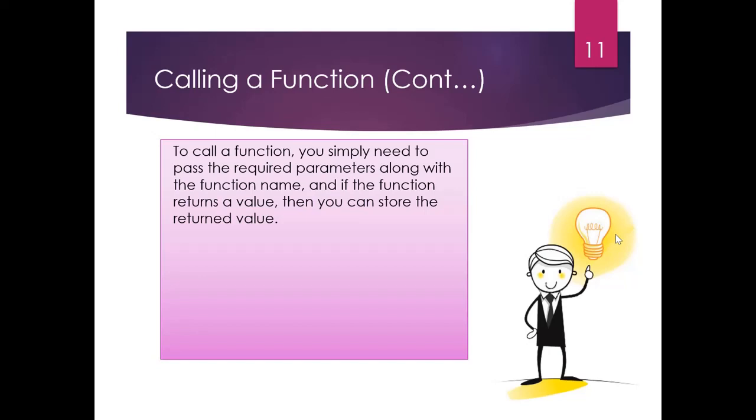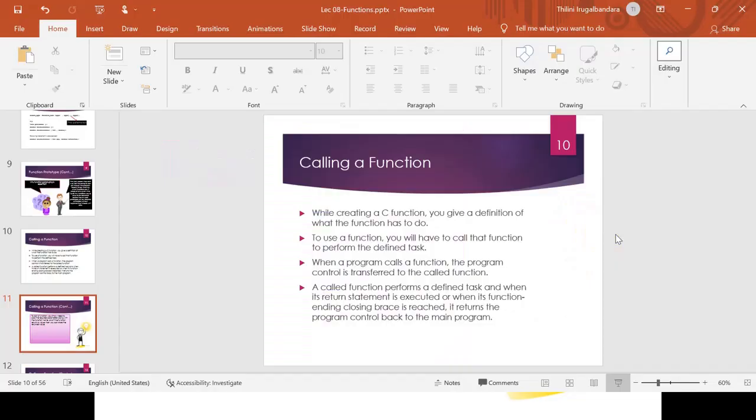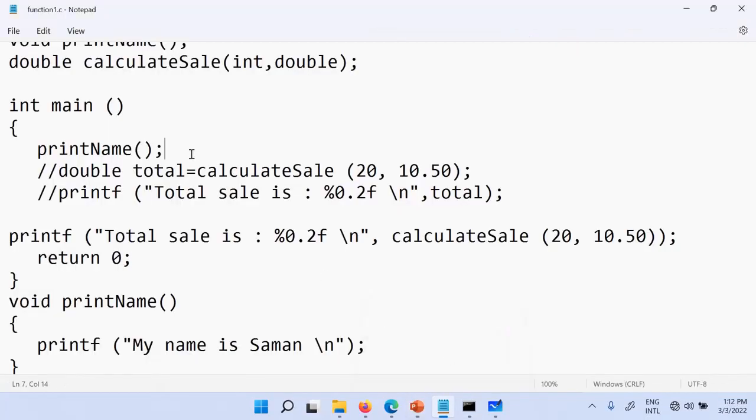To call a function, you simply need to pass the required parameters along with the function name. And if the function returns a value, then you can store the return value. Here in this example, when we are calling this print name, there is no need to pass parameters because it does not take any parameters. But this calculate sale function takes two parameters. Therefore, you have to pass these parameters at calling time.